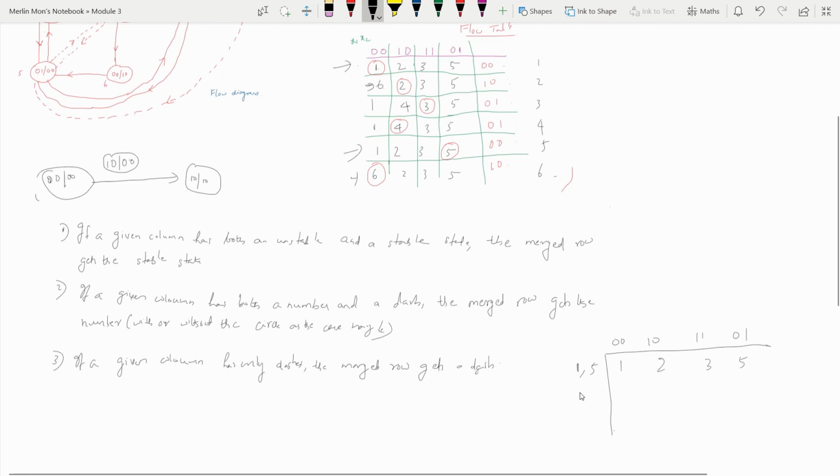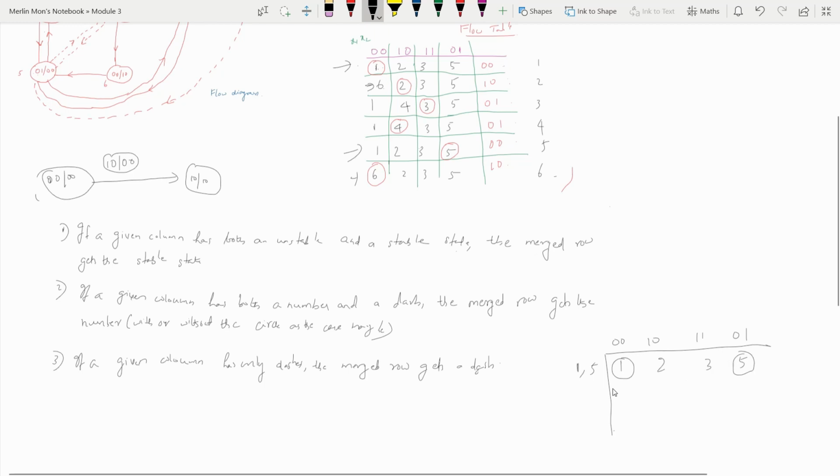So rows 1 and 5 are merged, and now if you look at the first rule: if a given column has both an unstable and a stable state, the merged row gets the stable state. Rows 1 and 5 both contain 1, and the final row will not use this intermediary state 1. We will simply use the circled state. Similarly, there is one more circled state here, 5. So here there will be 5.